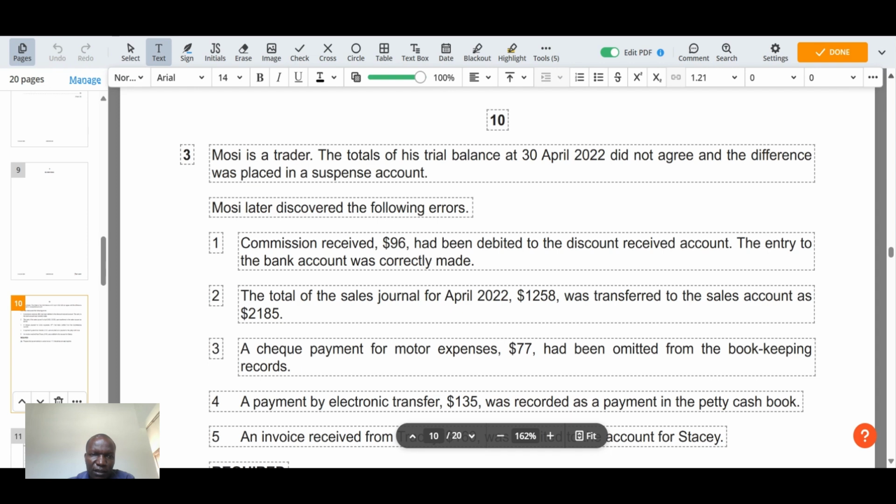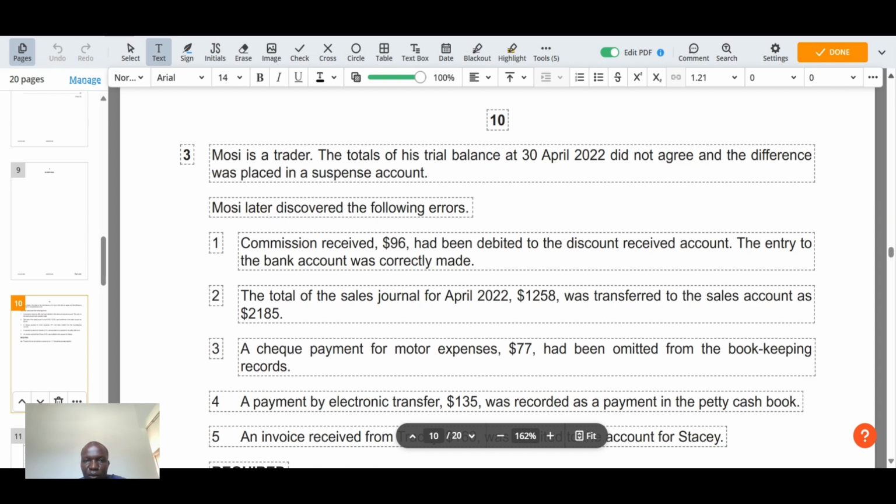Let's look at this one, number three, from the paper we've been doing from May, June 2022. Moss is a trader. The totals of his balance at 30 April 2022 did not agree, and the difference was placed in a suspense account. Moss later discovered the following errors. Commission received 96 had been debited to the discount received account.